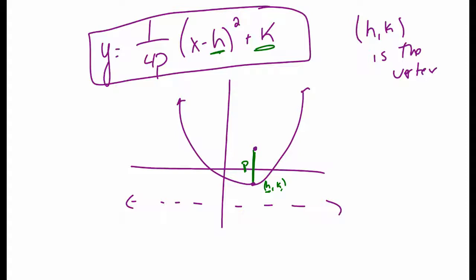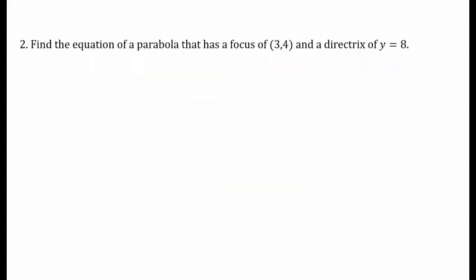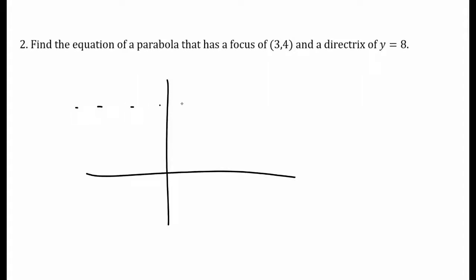So a parabola is a set of points that are equidistant from a focus and a directrix. And the equation can be defined using this idea. So find the equation of a parabola that has a focus of (3, 4) and a directrix of y equals 8. Sketch a picture. I've got a directrix of y equals 8 and the focus (3, 4). I really don't care about the focus. I care more about the vertex, because once I get the vertex, I can plug it into that vertex form to get the equation.